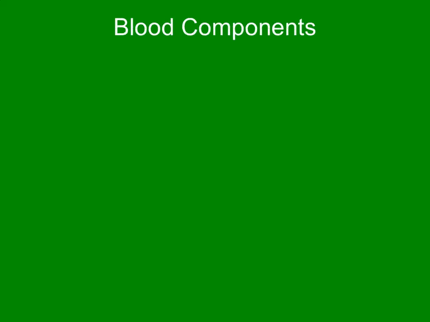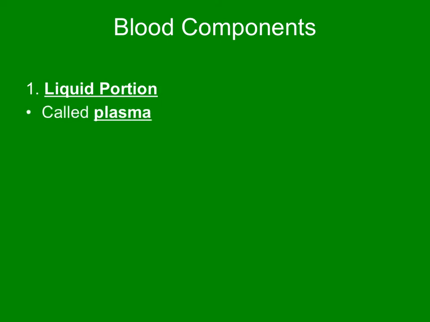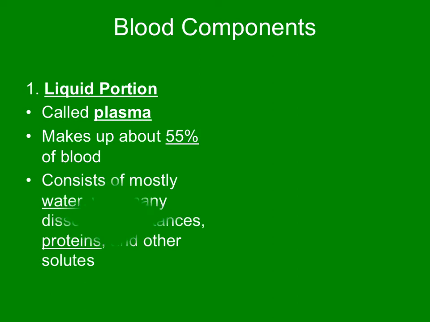Now, the two major components of the blood. The first one is the liquid portion, and we refer to the liquid portion as plasma. This is just a little bit over about half of our blood volume. This is mostly made up of water with a lot of dissolved substances like proteins and other solutes that we have. The other main portion of the blood is actually created, and they're cells.